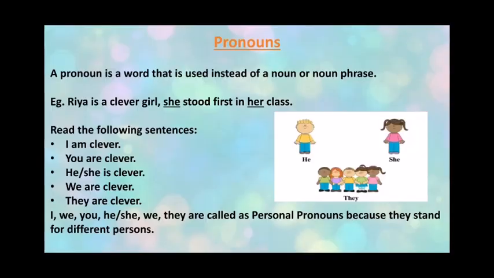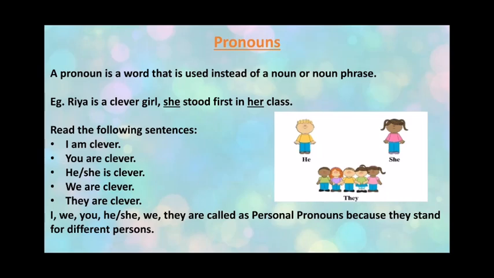Pronouns in English grammar. So children, a pronoun is a word that is used instead of a noun or noun phrase. For example, Ria is a clever girl. She stood first in her class. So children, you can see in this sentence that instead of using Ria everywhere in the sentence, words like she and her are used. So these are the pronouns.